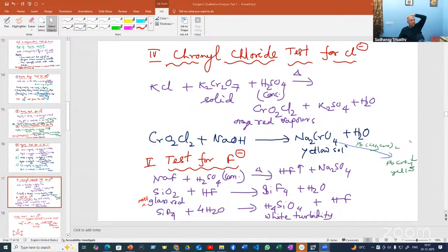So you are talking about the intermediate, the chromium intermediate. But what is the reactant that you take and what is the product you get using chromyl chloride? I'm not asking about the intermediate.